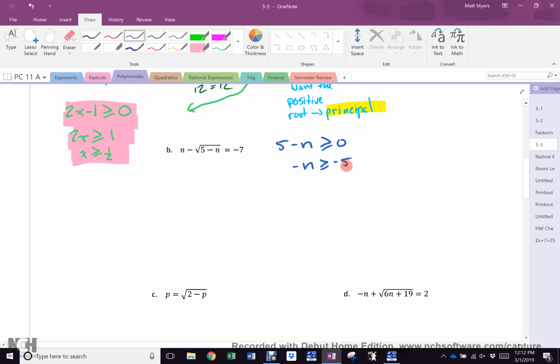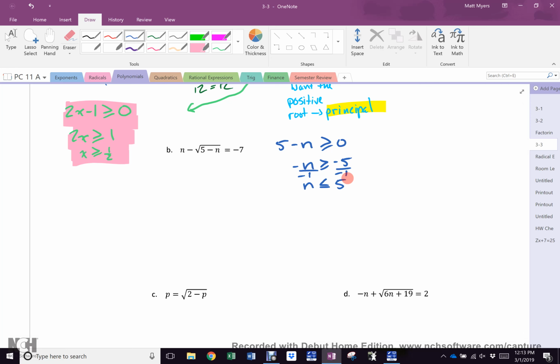And then I divide by negative 1. What happens when I divide by negative 1 to that sign? It flips. N must be less than or equal to, what's negative 5 divided by negative 1? Positive 5. So when I do all this work, n has to be less than or equal to 5. If it's greater than 5, it's not going to work. And we know that already. Everybody cool?